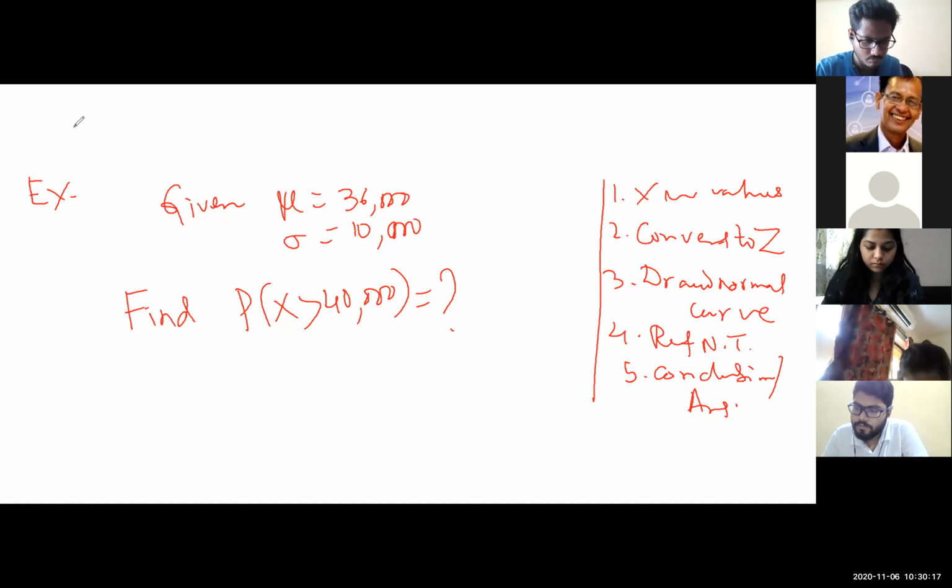Anybody done? Just set the area. You have to set the area. Can you show it to me through your camera? It will be on the right side, greater than 0.40. You are asking me a question or showing the answer? So I want the answer.